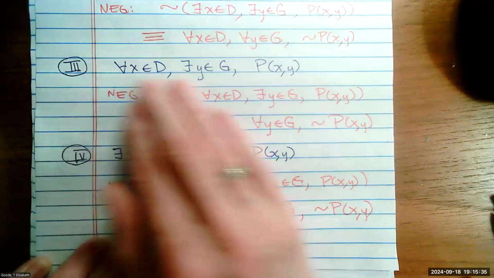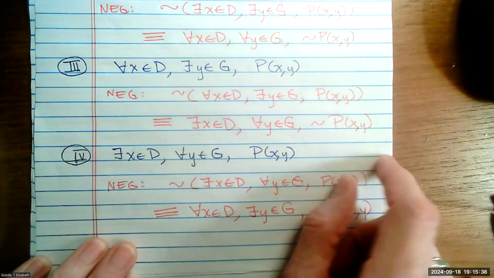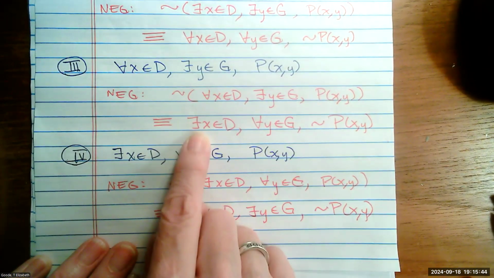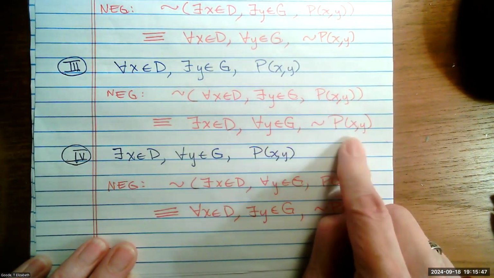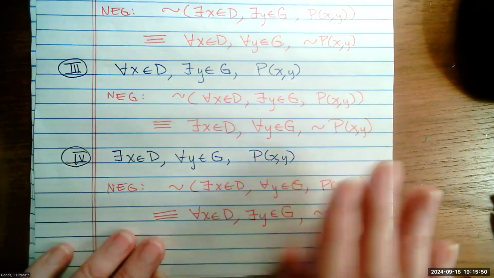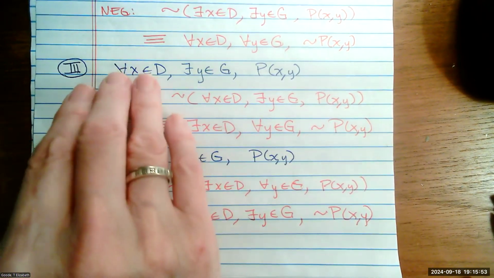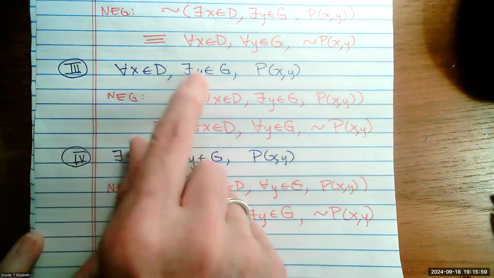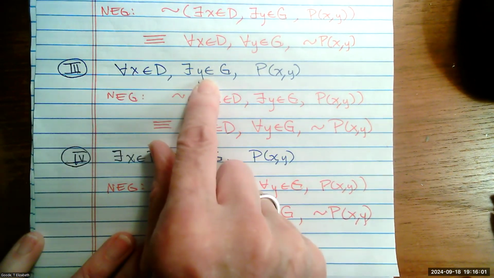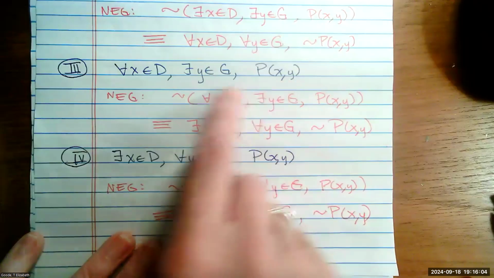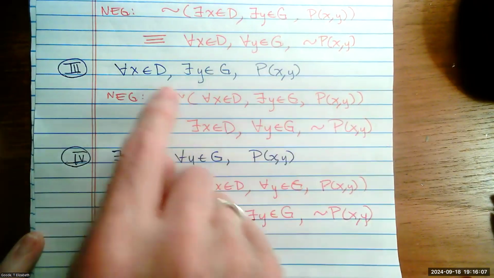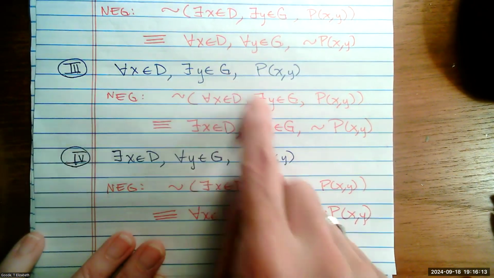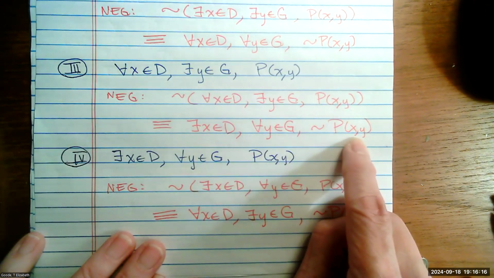Okay, so when we negate the for all there exists statement, you bring the negation through, the rule works just like you think it should. For all flips to there exists, there exists flips to for all, and of course the predicate gets negated. Let's see if we can think through why this makes sense. This says for each x in D, we can find a y in G to make P of x, y true. If that's not true, then there is some x in D such that for every single y in G, this property fails.